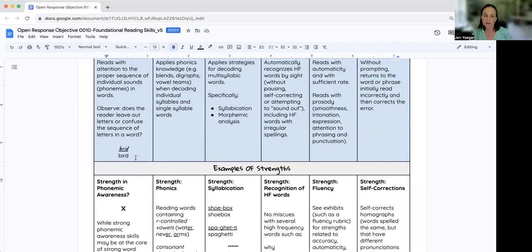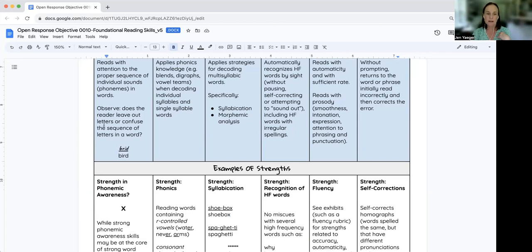If the child reads words like bird as brid, or form as from, or slip as silk, they are not reading the sequence of letters methodically or accurately. And that might be an indication of a weakness in a foundational skill, which is phonemic awareness. Being able to hear and manipulate each individual sound in a word then later contributes to being able to read those words accurately in order from left to right in a proper sequence.